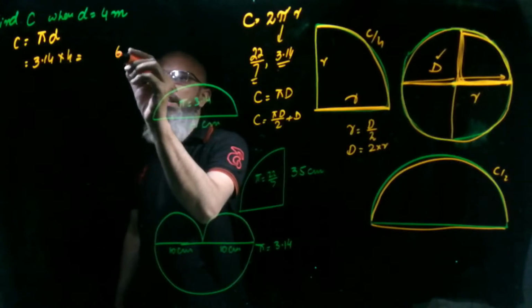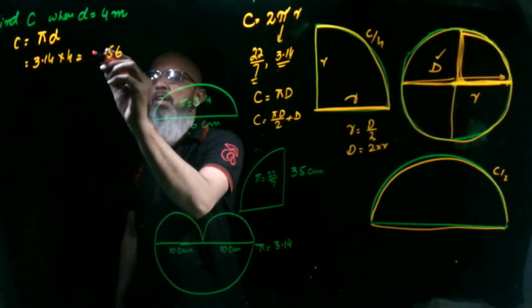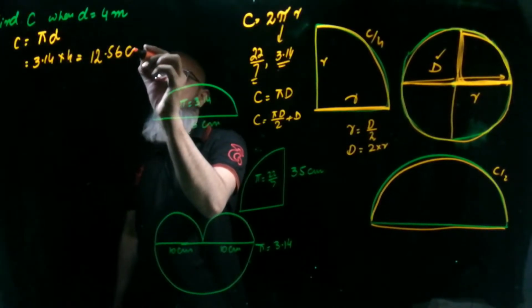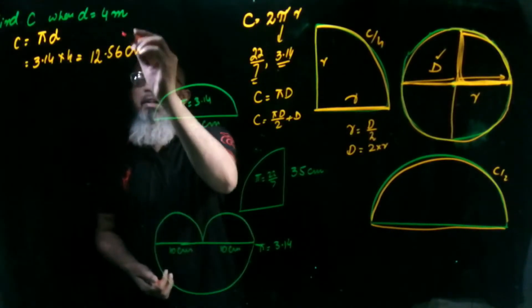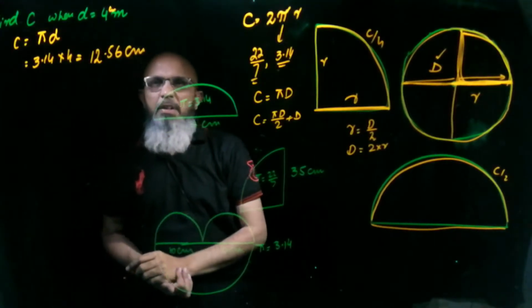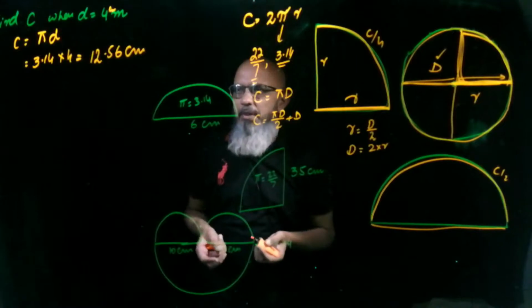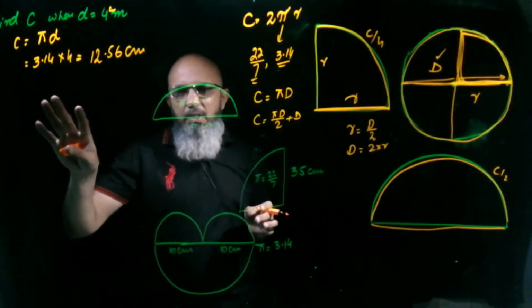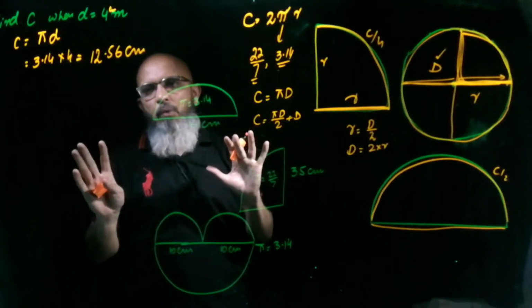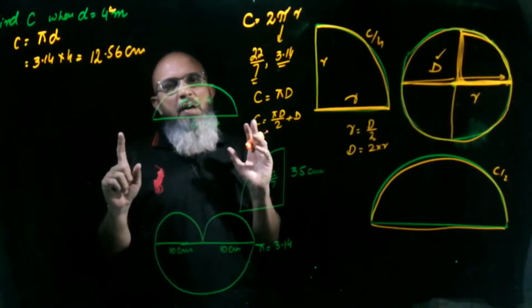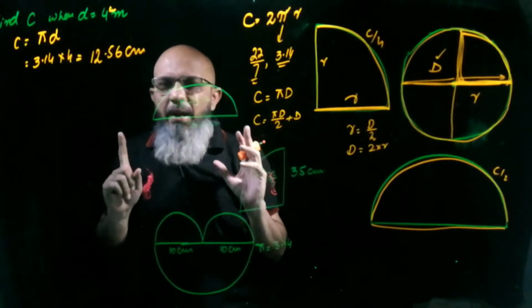4 4s are 16, 4 1s are 4 and 1 5, 4 3s are 12, and that is your answer. Your unit is in centimeters, so the answer is also in centimeters. So it's quite easy if you know the formula. What is the formula? If the diameter is given to you, that is pi d.